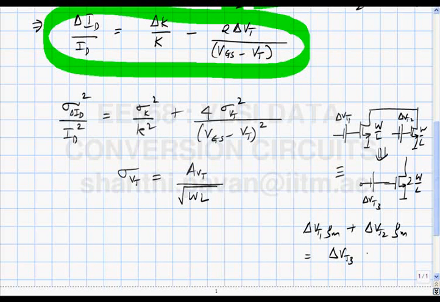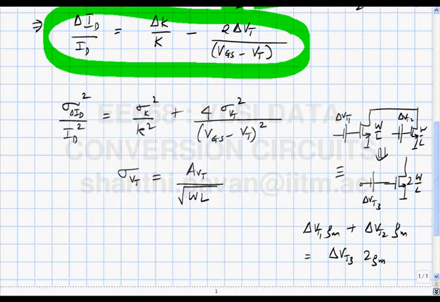delta VT3 times 2GM. Now since delta VT1 and delta VT2 are identically distributed random quantities, the equation there basically means that sigma VT1 square plus sigma VT2 square must be equal to 4 sigma VT3 square. So, the equivalent offset has gone down by a factor of root 2.